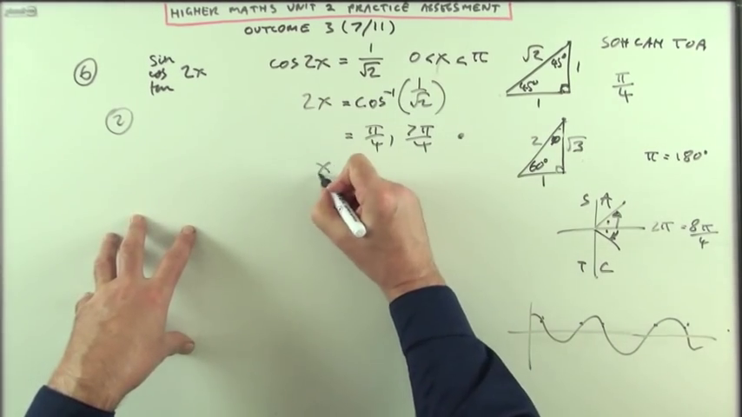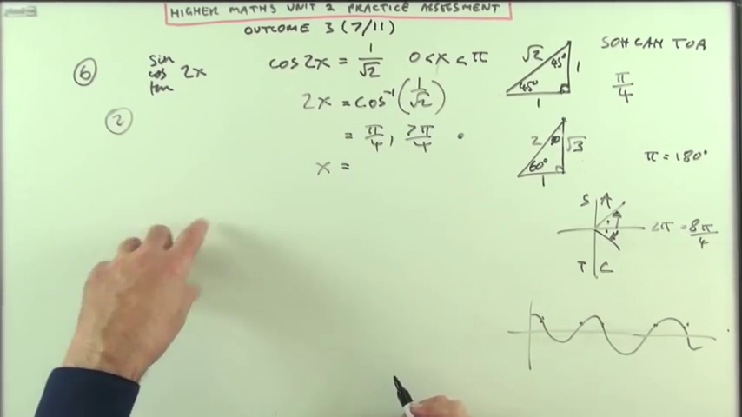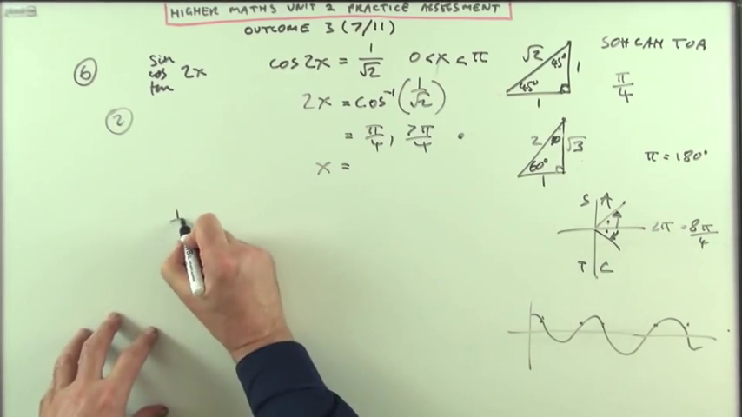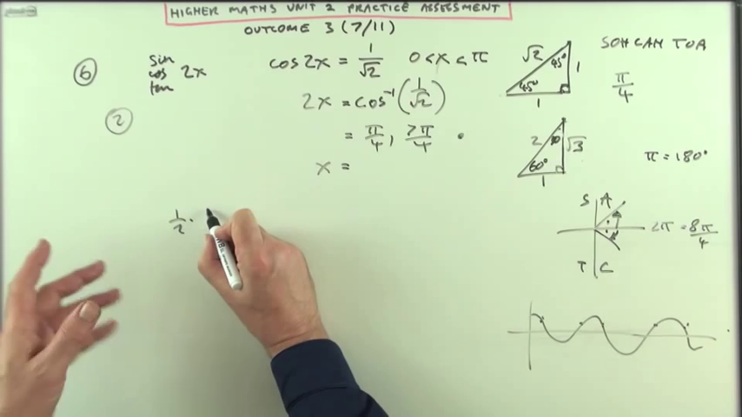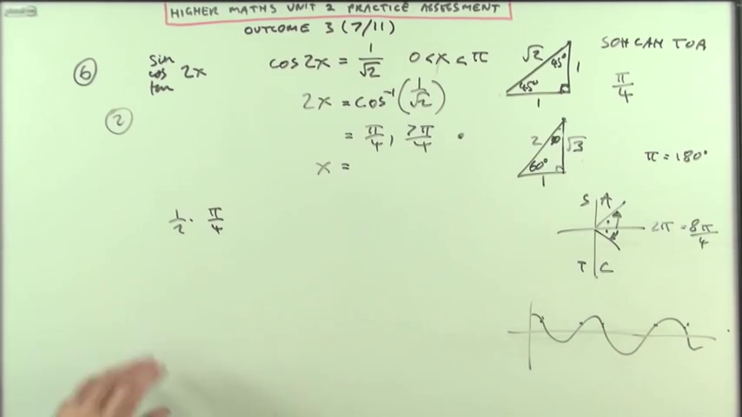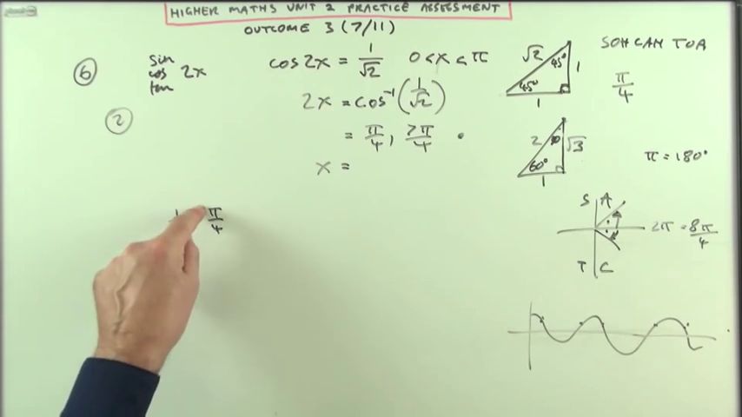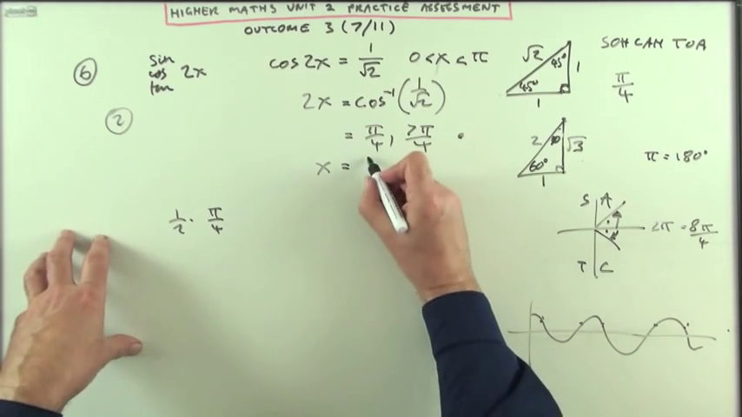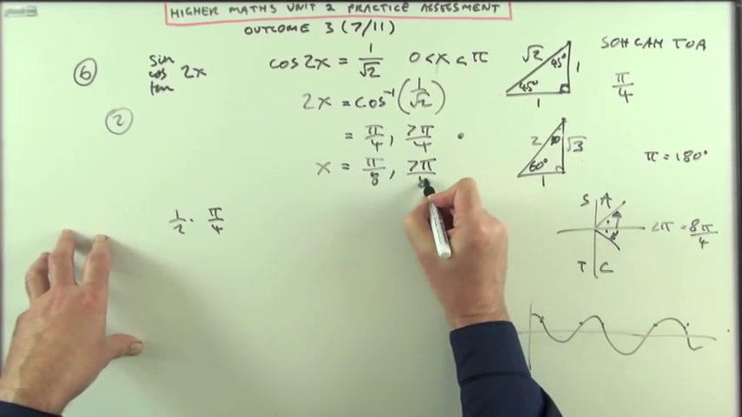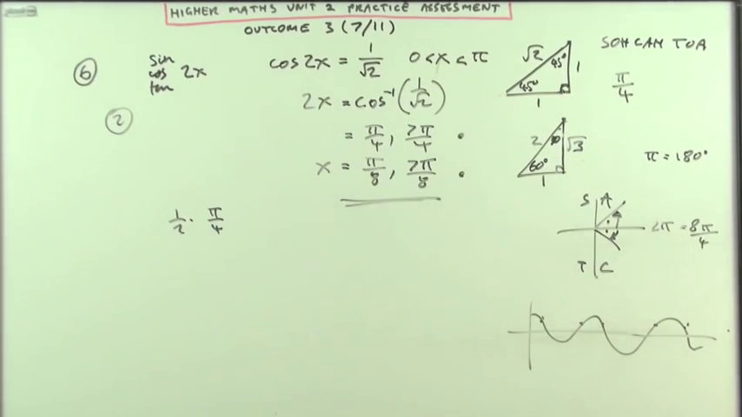The second mark is trivial. It's simply for dividing them both by 2. And of course, if you divide something by 2, whatever the fraction happens to be, that's the same as doubling the denominator, unless it happened to divide into the top. So these answers are going to be pi upon 8 and 7 pi upon 8 for the second mark.